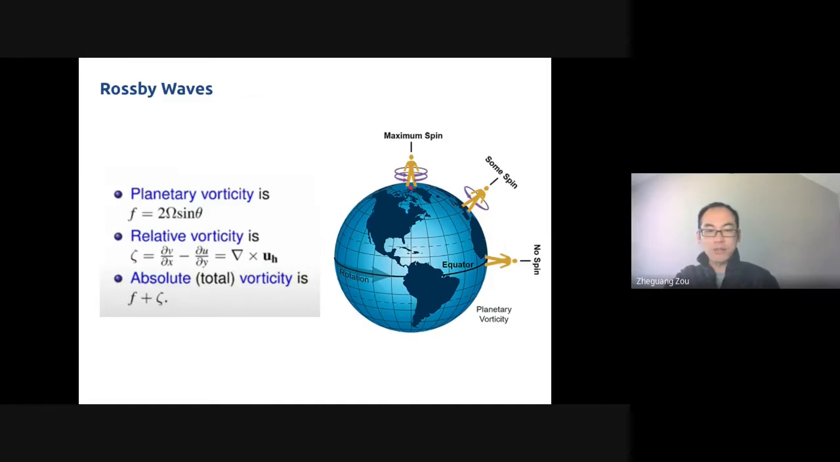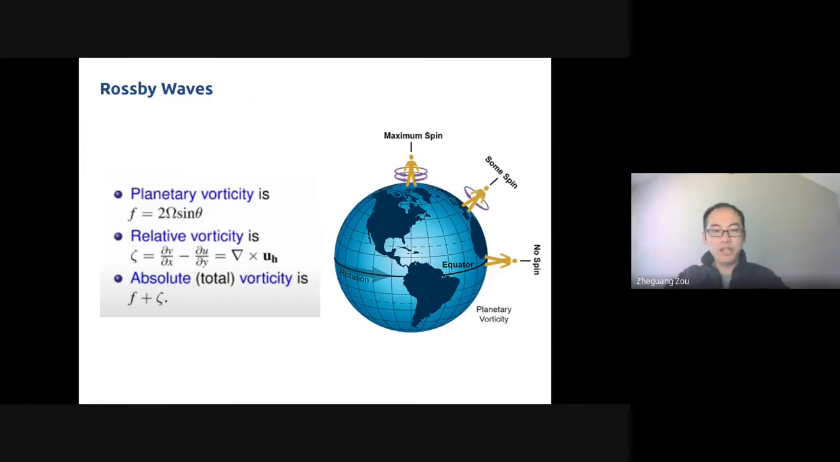So that's for the planetary vorticity, it depends on where you are. And the water itself can also spin, not because of the Earth's spin, but because maybe I stirred it this way, or there is some motion that caused it to spin. So the total or absolute vorticity has two parts. One part depends on where you are. The other part depends on how much you are spinning.